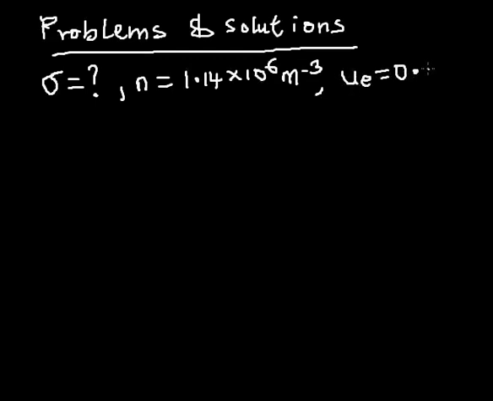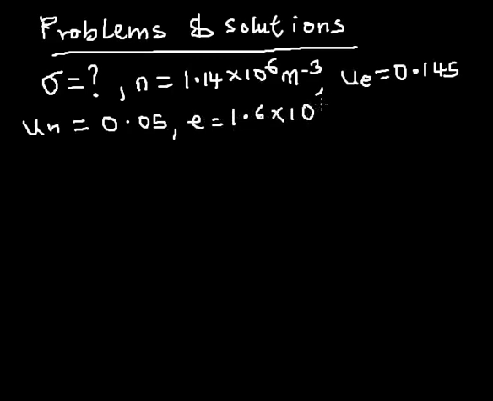Then we are also given that the mobility of the electron, UE, is equal to 0.145. Then we are also given that UH, the mobility of the hole, is equal to 0.05. And you know that the charge of an electron is 1.6 times 10 raised to the power of minus 19 coulombs.